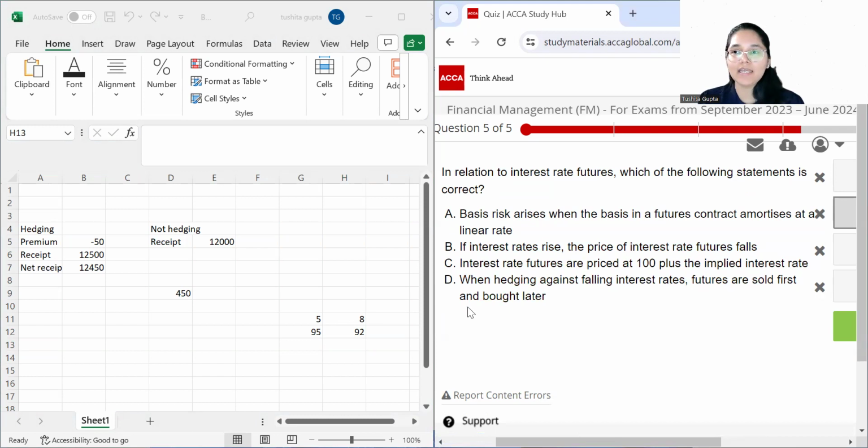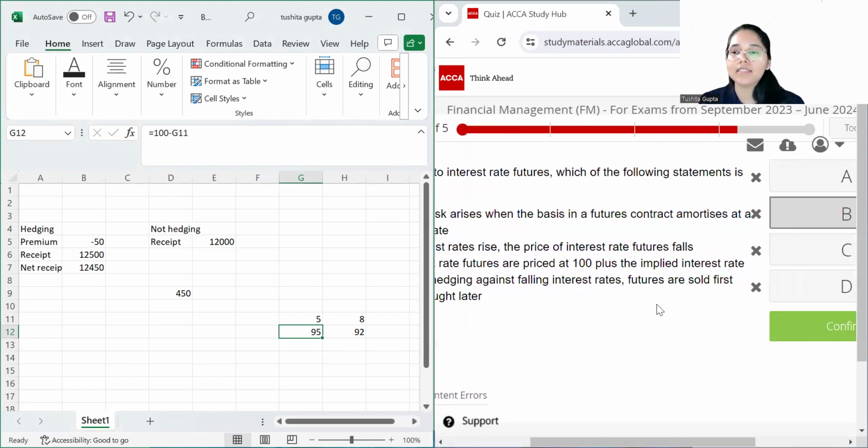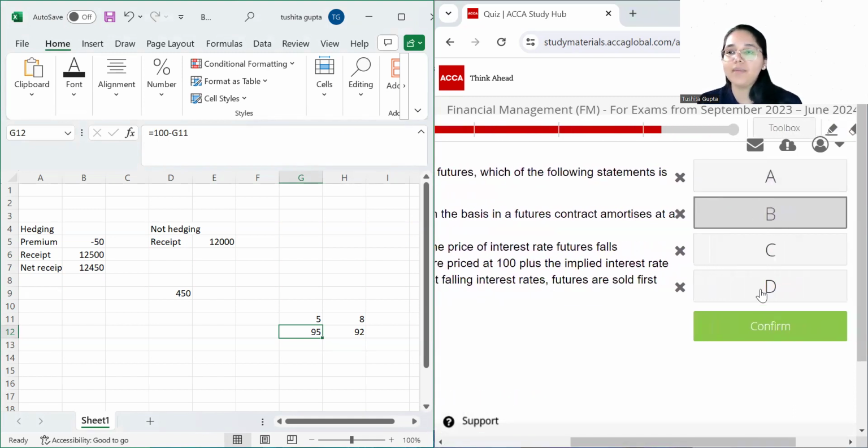Now let us see why C and D are incorrect. Interest rate futures are priced at 100 plus the implied rate, which is incorrect. Like I told you, it is 100 minus your implied interest rate. So option C gets eliminated. Option D says when hedging against falling interest rates, futures are sold first and bought later. This is actually the inverse. When you're hedging against falling interest rates, you're going to buy futures first and then sell them later. So this is how option B becomes your answer.